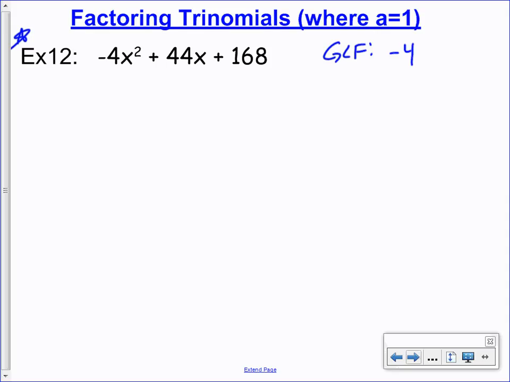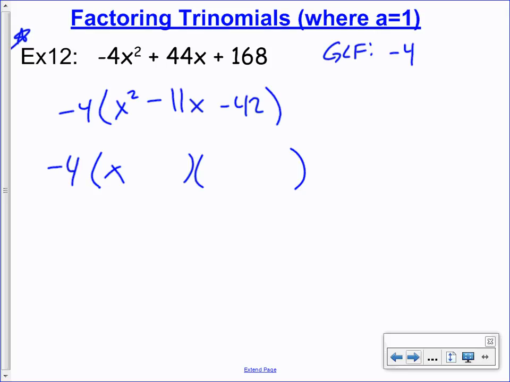However, when you do that, you change all of the signs. So when you pull out negative 4, this now becomes positive x squared minus 11x minus 42. It changes the signs. That's it. Let's bring down that GCF and start our factors with x and x.